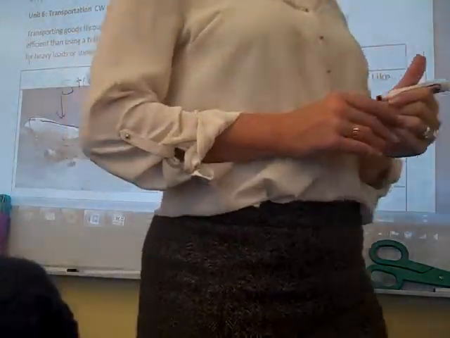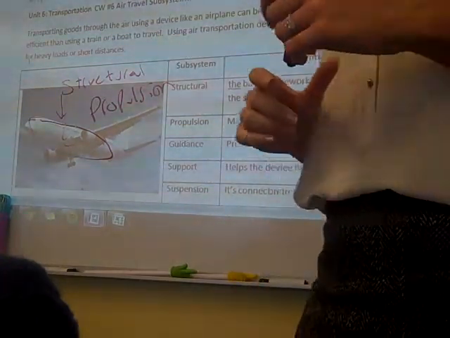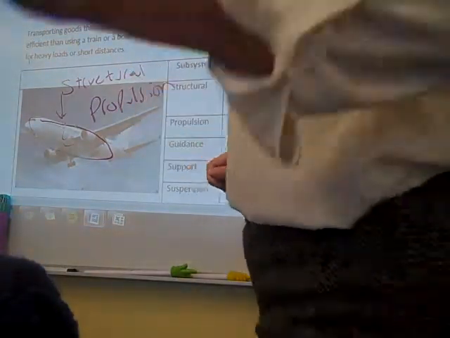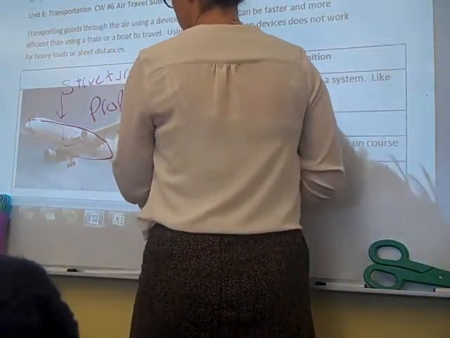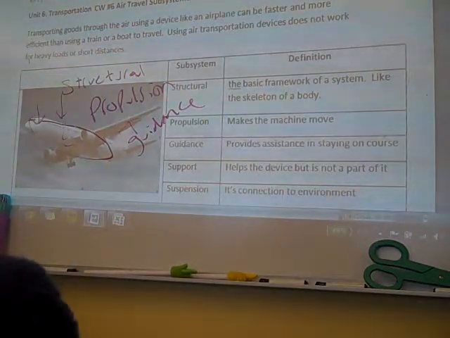Okay. Next one, guidance. What is the guidance subsystem? Good. What is an example of some part of the plane that would be in the guidance subsystem, Chantal? The lights in the front. Good. Yep. Any of the light systems, GPS, any controls. All of those. And that also would be like the radar. Yep. Radar system. All of it. Good job.